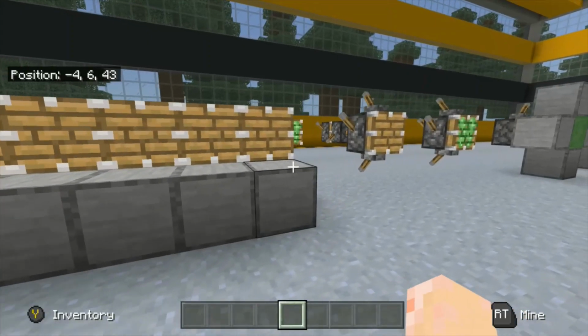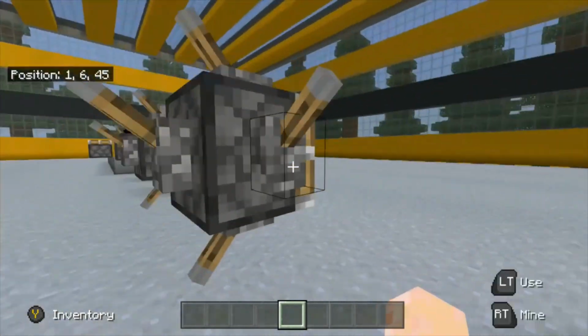Now let's go ahead and move on, and let's go ahead and look at where a piston can be powered.